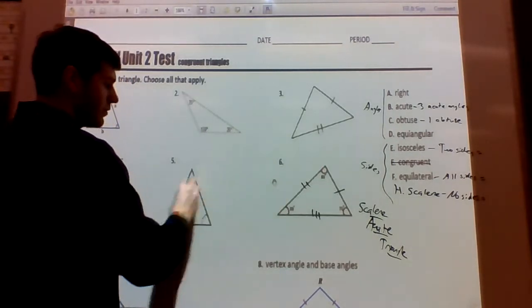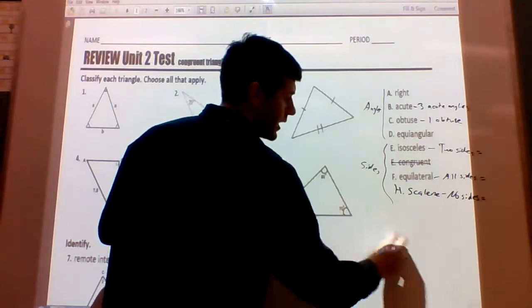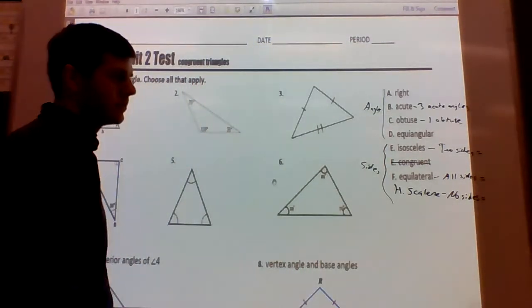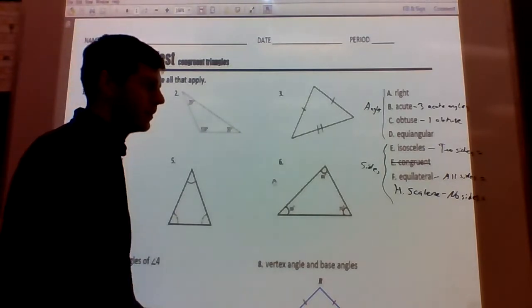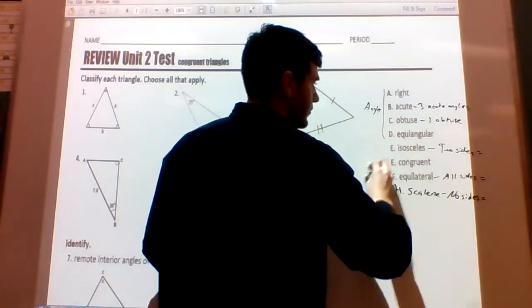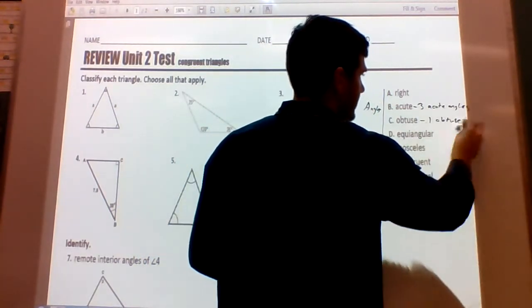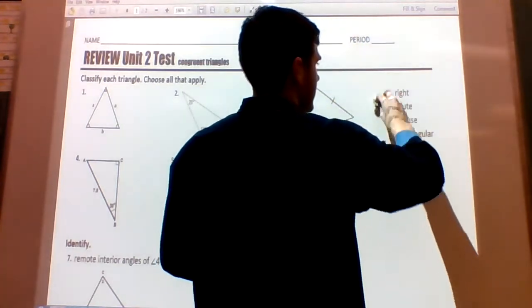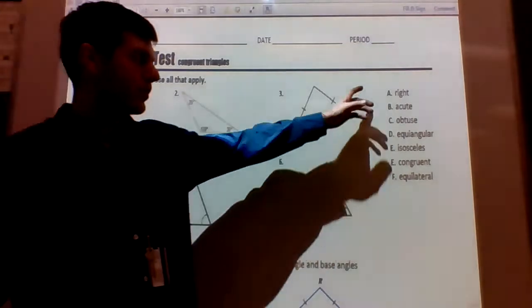So three ways to classify by sides. If all the sides are the same, it's equilateral. If two of the sides are the same, it's isosceles. If all the sides are different, it's going to be scalene. Okay, four ways to classify by angles. If all the angles are the same, it's equiangular. And then again, we have right, acute, and obtuse.